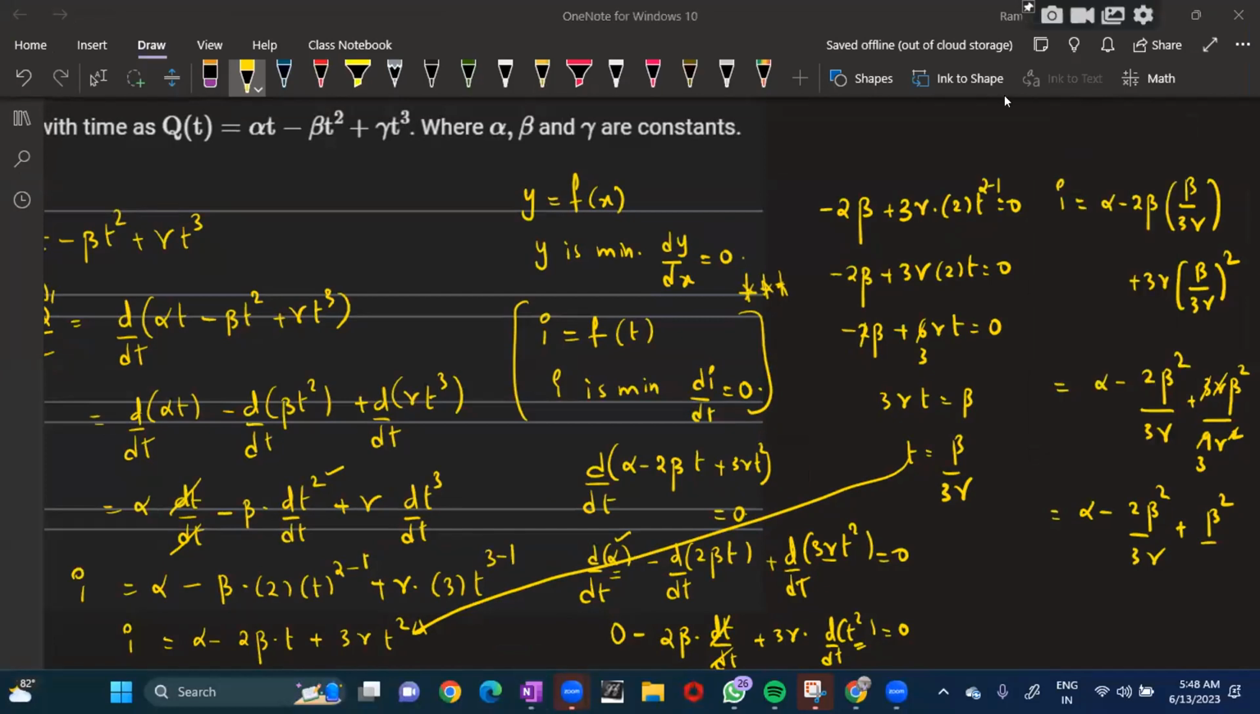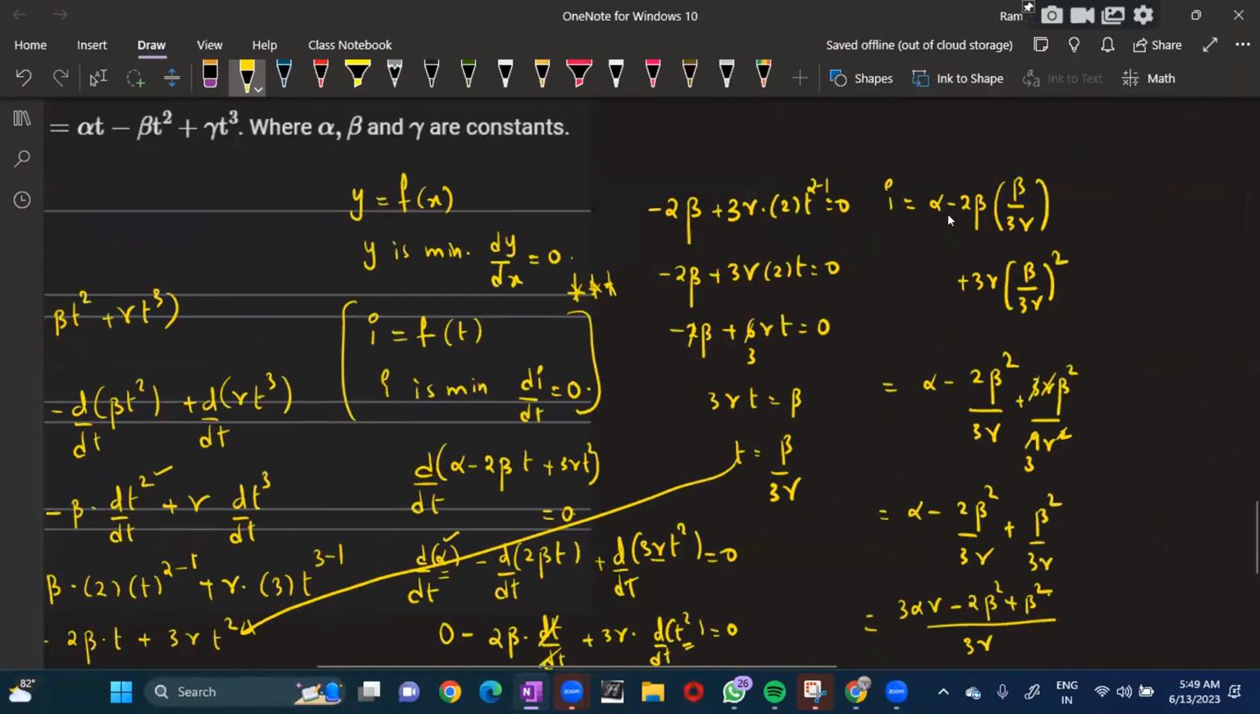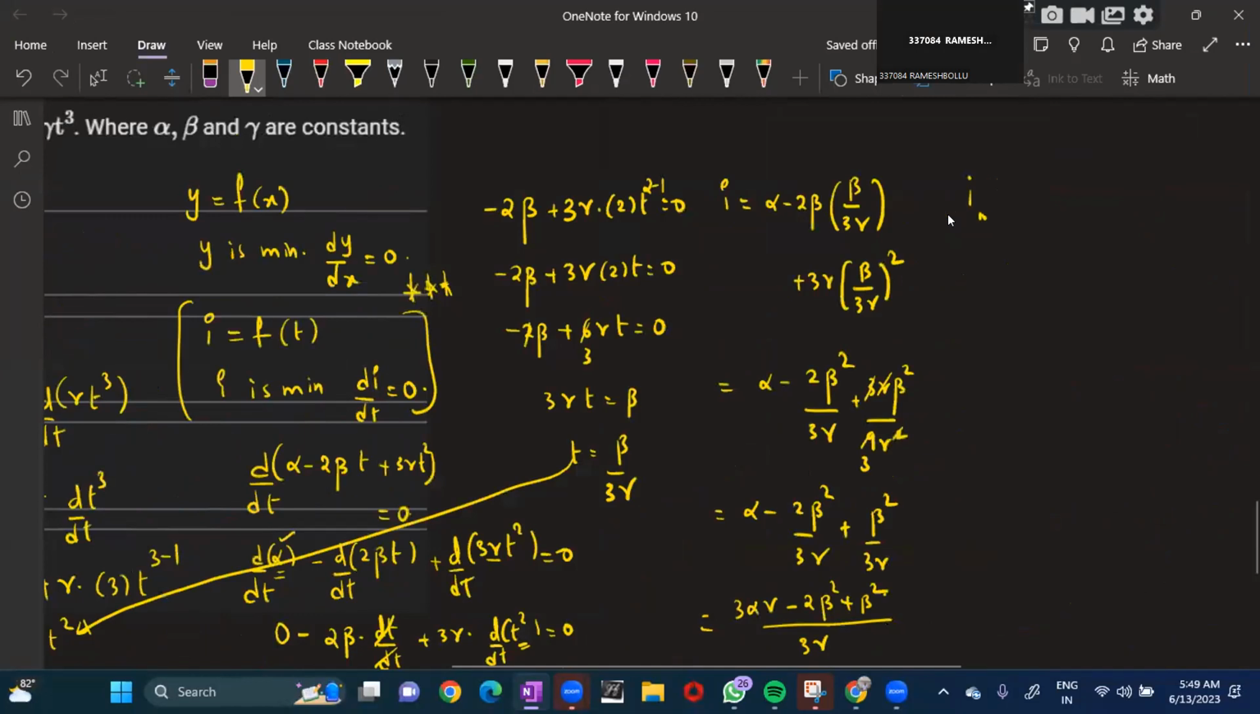So beta square by how much? 3 gamma. So if you take the LCM, what can you write? 3 alpha gamma minus 2 beta square plus beta square, over 3 gamma. So what is the minimum current? 3 alpha gamma minus beta square by 3 gamma. What is the answer?